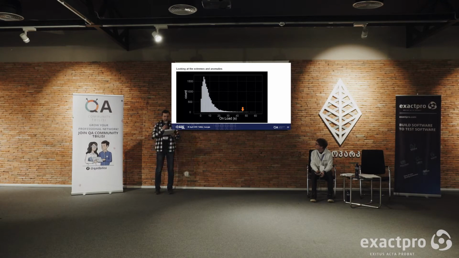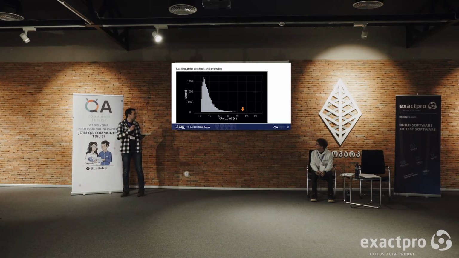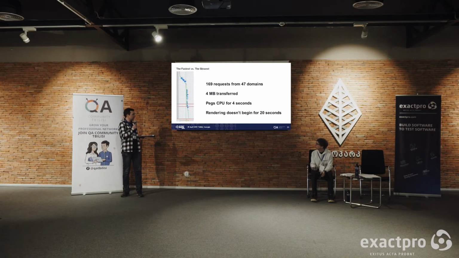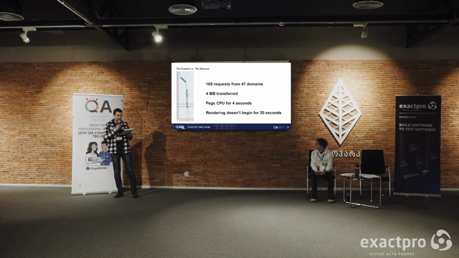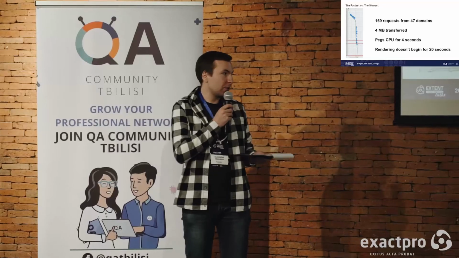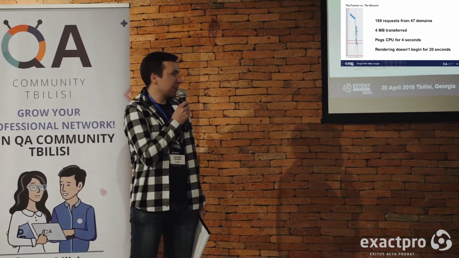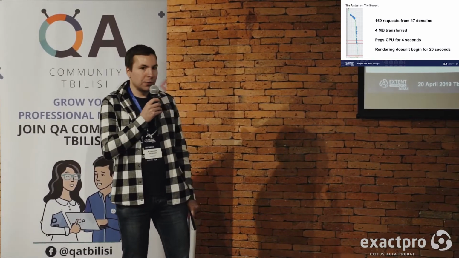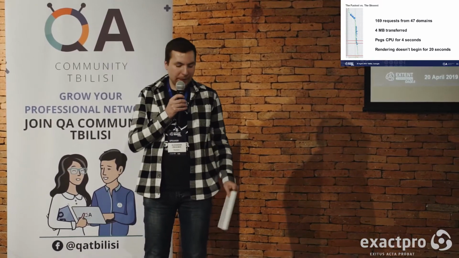Like John Snow, we could try to look deeper and understand what's going on with the slowest one. As we can see, this site is completely broken. There are about 169 requests. Images are downloaded from 47 different domains. When the page first starts loading, it takes the CPU for 4 seconds. Worst of all, rendering doesn't even begin for 20 seconds. You're just looking at a black screen.